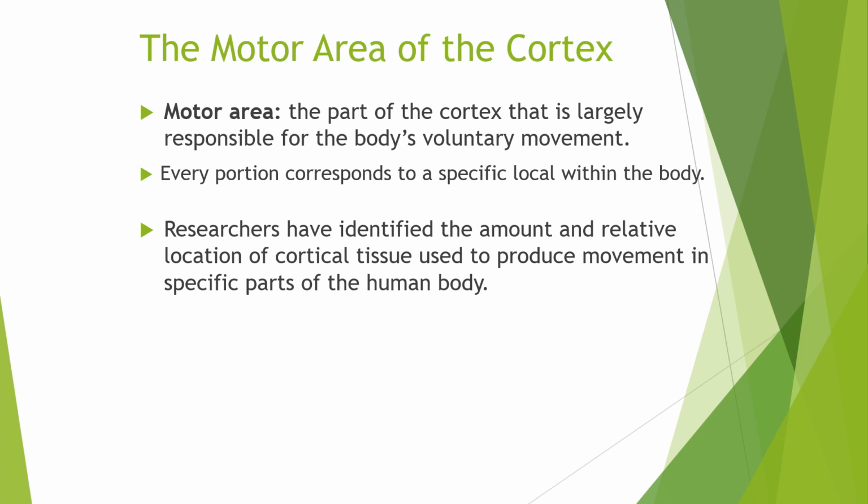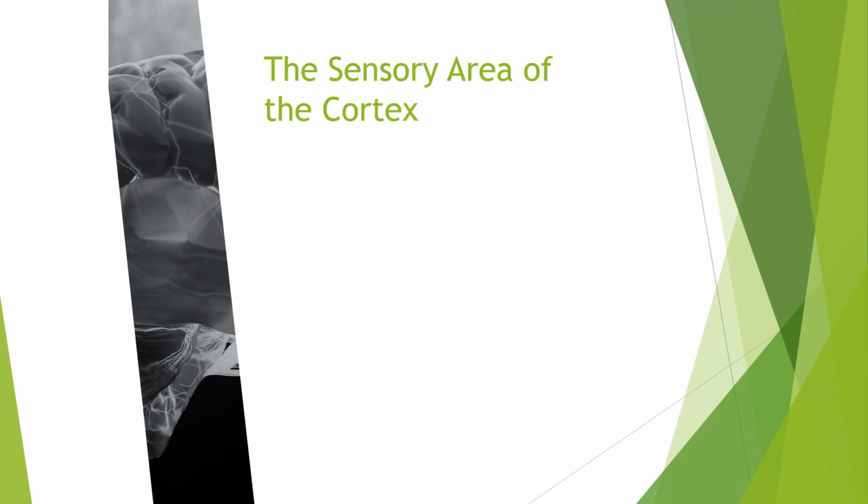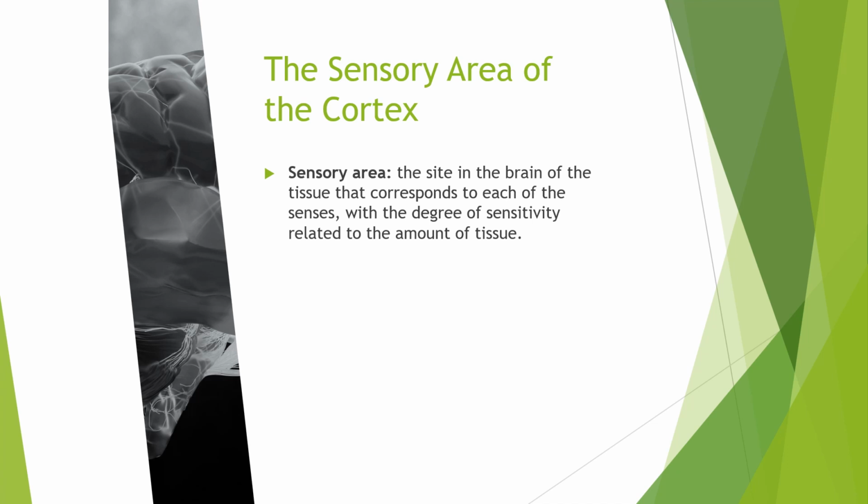So that is the motor area of the frontal lobe. Now let's move on to sensory areas. The sensory area of the cortex. So now we're talking mainly about the parietal lobe. The sensory area is the site in the brain where the tissue that corresponds to each of the senses, with the degree of sensitivity related to the amount of tissue that is given.